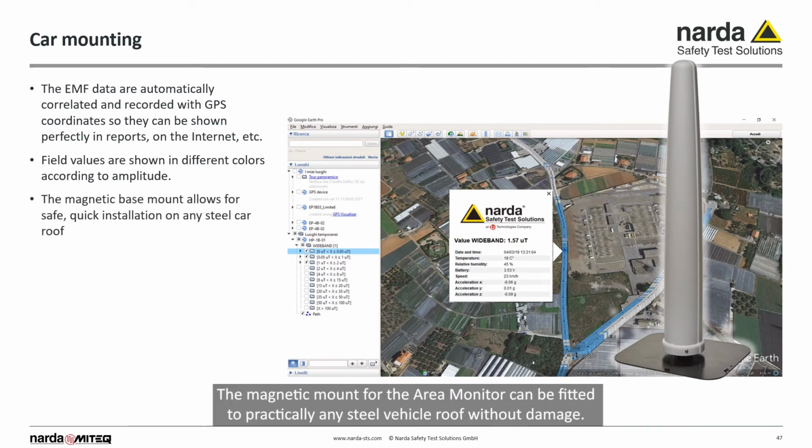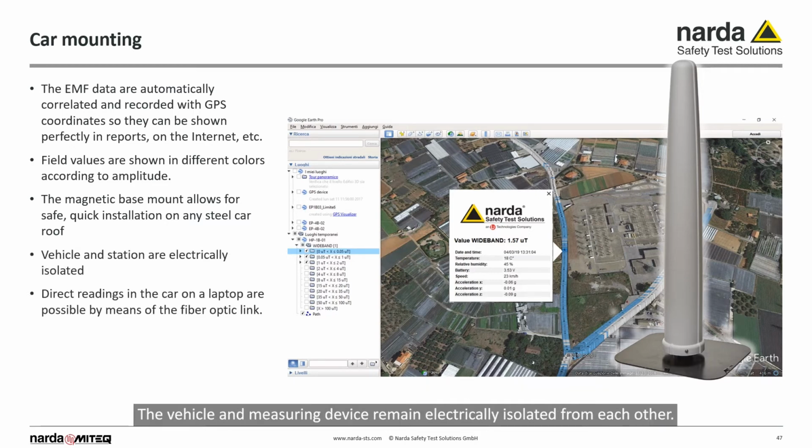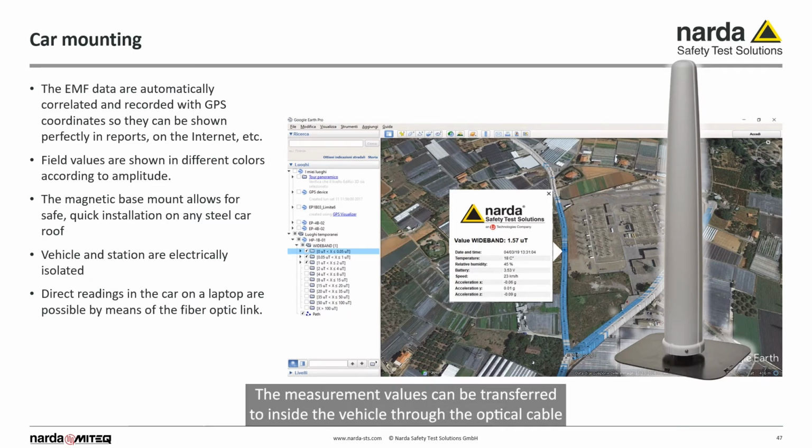The magnetic mount for the area monitor can be fitted to practically any steel vehicle roof without damage. The vehicle and the measurement device remain electrically isolated from each other. The measurement values can be transferred to inside the vehicle through the optical cable so that they can be monitored during the drive and course corrections made if necessary.